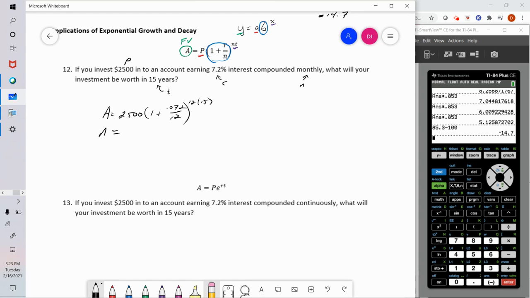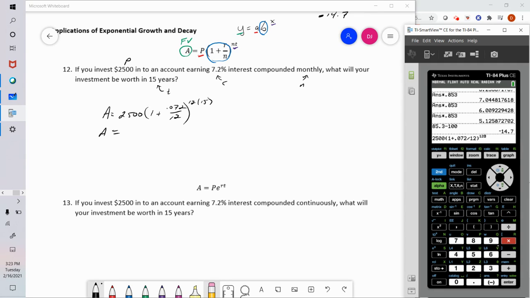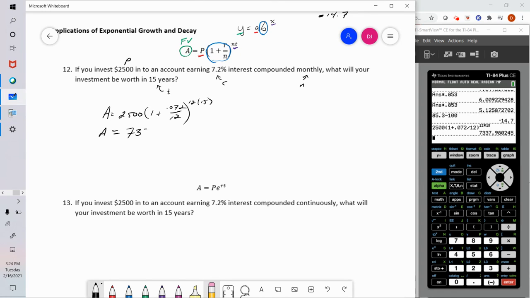I'm not going to try to do this without the use of the calculator. So 2,500 times 1 plus 0.072 divided by 12 to the 12 times 15th power. It's 180 if you care. And so the future value of my investment will be $7,337.98. How many decimal places should you go? We're talking about money, so 2 decimal places is good.